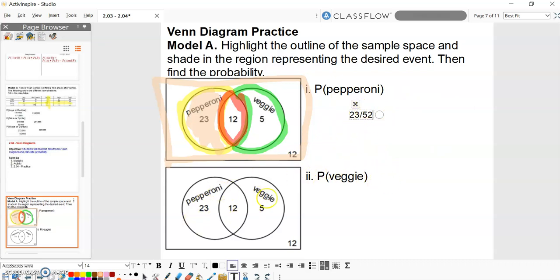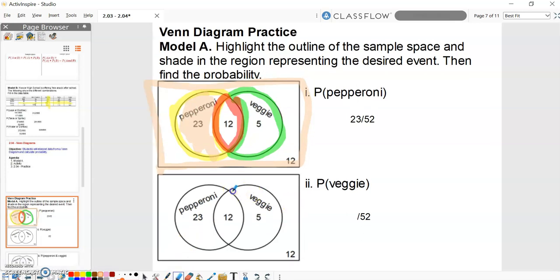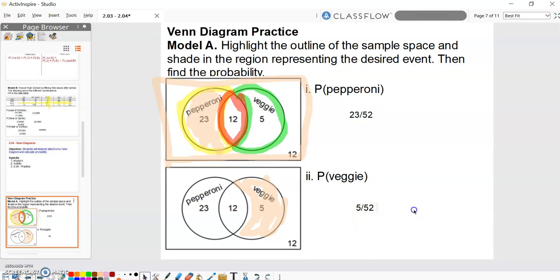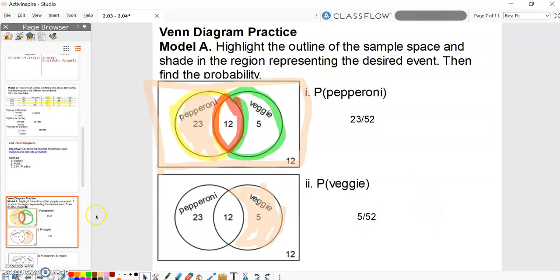Same question down here for a veggie, which uses the same numbers. So we already know our denominator is going to be 52. Well, what is the amount of veggies? We have 5 veggie only. So it'll be 5 over 52. And 5 does not go into 52, and 5 is a prime number. So that's our answer, 5 over 52.